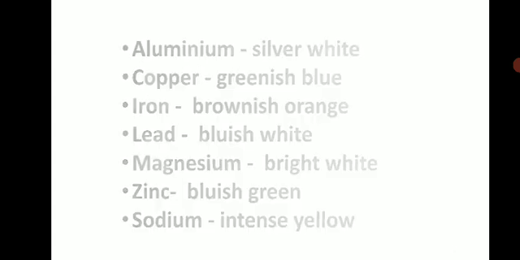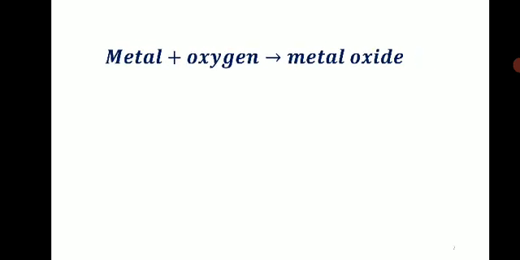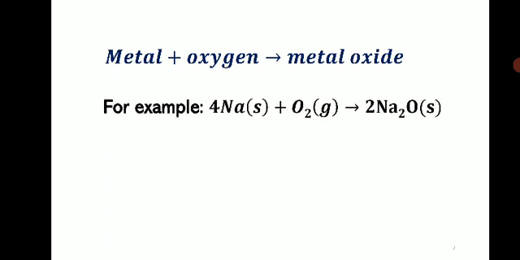Next point is reactions of metals. First is the reaction of metals with oxygen. Metal and oxygen combine on heating in air and metal oxides are formed. Thus, metal plus oxygen is equal to metal oxides. For example, when sodium metal combines with oxygen, it gives sodium oxide. The equation is 4Na plus O2 is equal to 2Na2O.